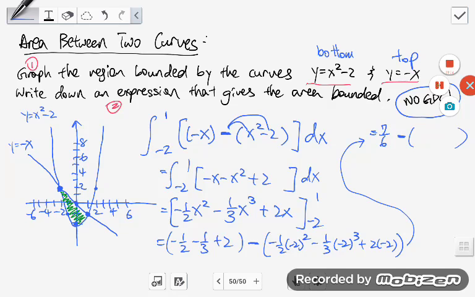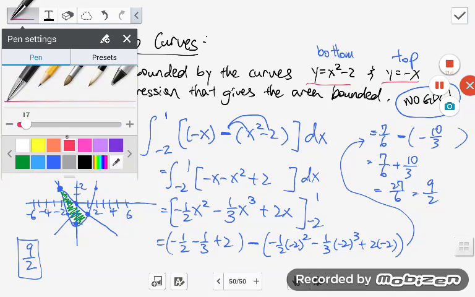Now what's at the back? The back will be -10 over 3. So this becomes 7 over 6 plus 10 over 3, which gives me 27 over 6. And if I simplify that, I'll get 9 over 2. Okay? So the area bounded by these two curves, the graphs of these two equations, is 9 over 2. That's the area.